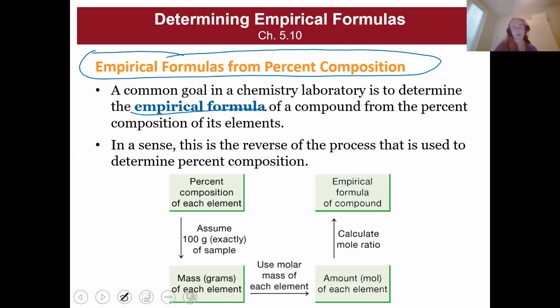So this is kind of what I was getting at when I said we were going to start doing combustion analysis, but that's a bit later. We're going to start easier than that. So in a sense, this is a reverse of the process that we used to determine percent composition.